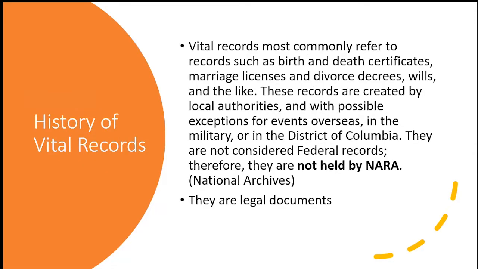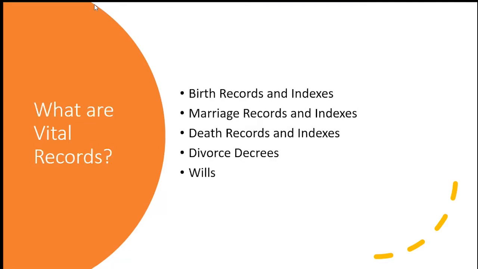Now, vital records are most commonly referred to as, again, birth, marriage, and death records, marriage licenses and divorce decrees, wills, and the like. And they typically are created by local authorities. And with the possible exception for overseas births, deaths, and marriages in the military or in the District of Columbia, they are not considered federal records, but they are legal documents.